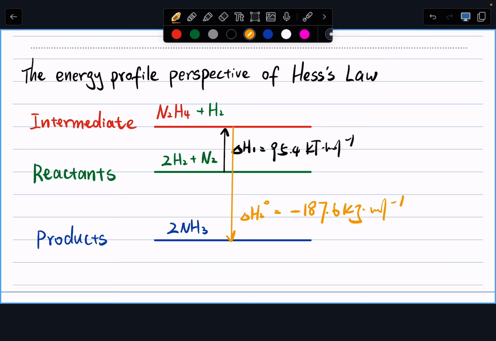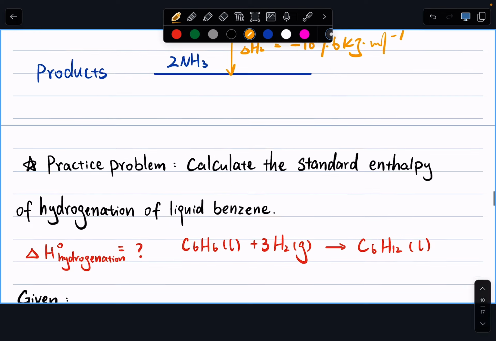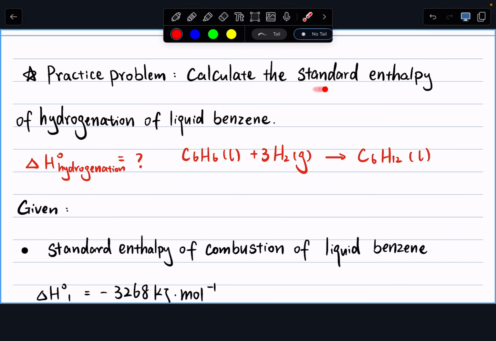All right. So I left a practice problem for you to try it yourself. This part is, again, very straightforward. We're just talking about how you can build your overall reaction from multiple elementary steps that we already know. For the practice problem, for example, we can ask you to calculate the standard enthalpy of hydrogenation of liquid benzene. So the first thing is to think about what hydrogenation is. In hydrogenation, we are adding hydrogen onto benzene to form C6H12, or cyclohexane, right?